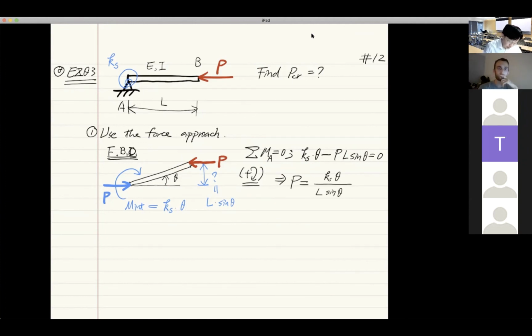Okay. Now, one important assumption that we're going to make in this analysis is what we call the small deflection assumption.